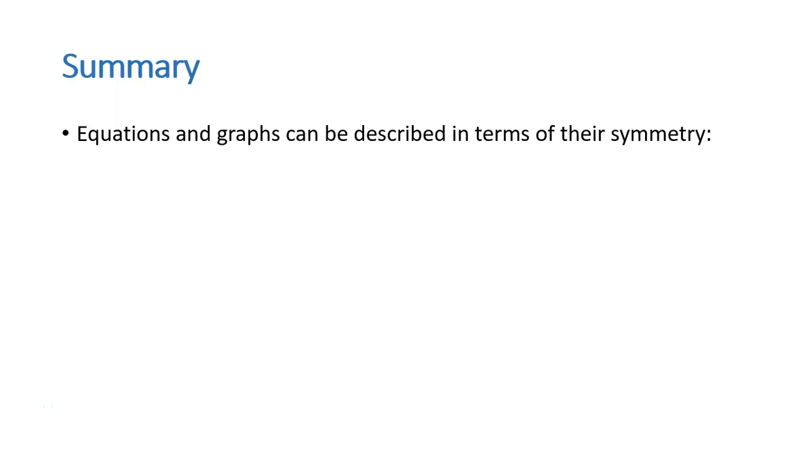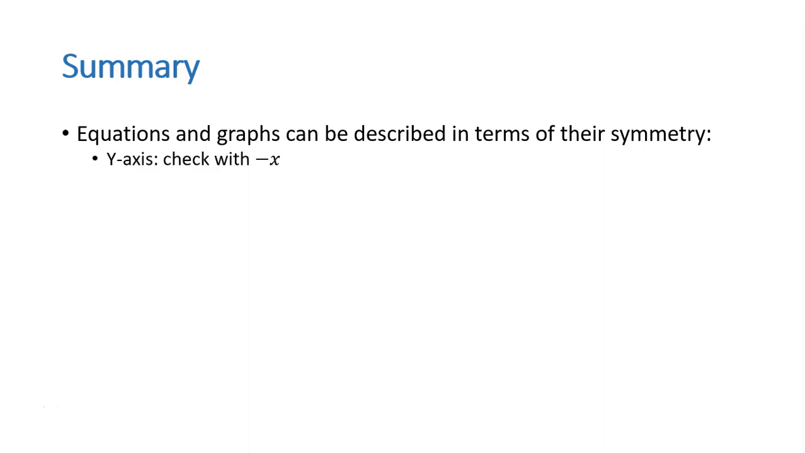Let's summarize what we've learned in this section. So equations and graphs can be described in terms of their symmetry. That's one type of classification. We have three possible symmetries: y-axis symmetry, x-axis symmetry, and origin symmetry. And we have three different tests, one to determine whether or not each of these applies.